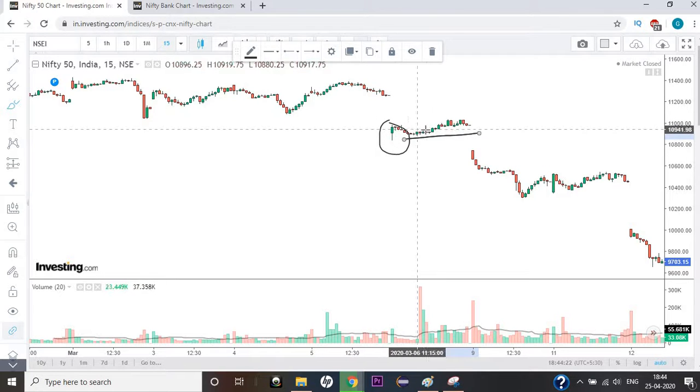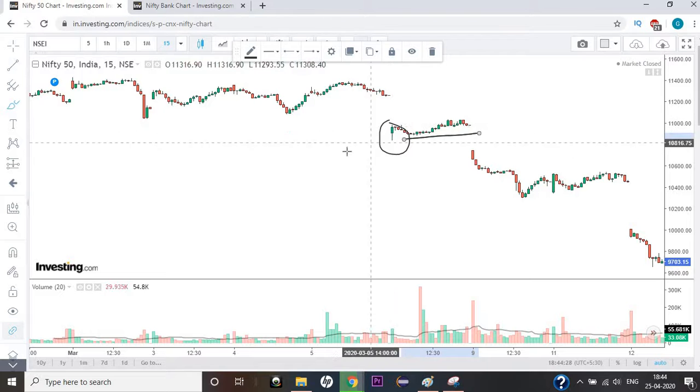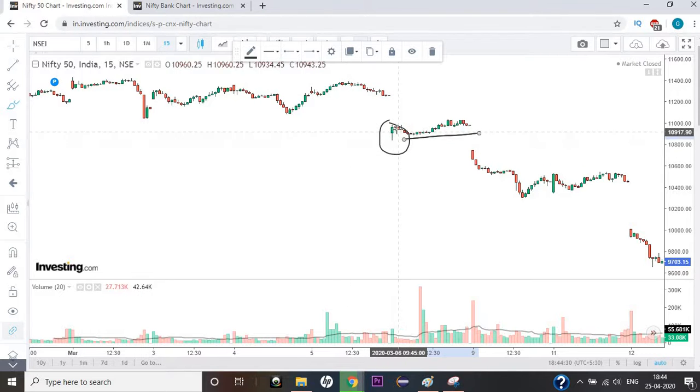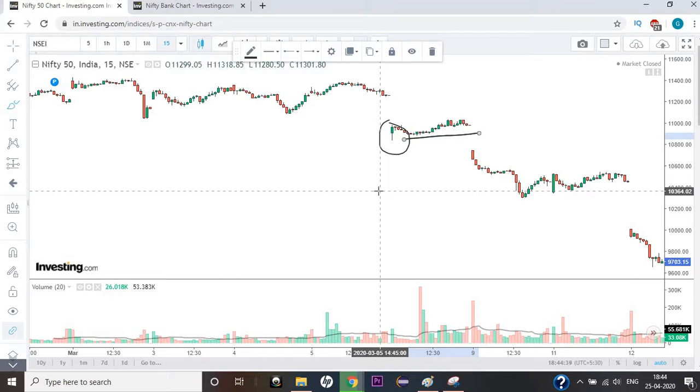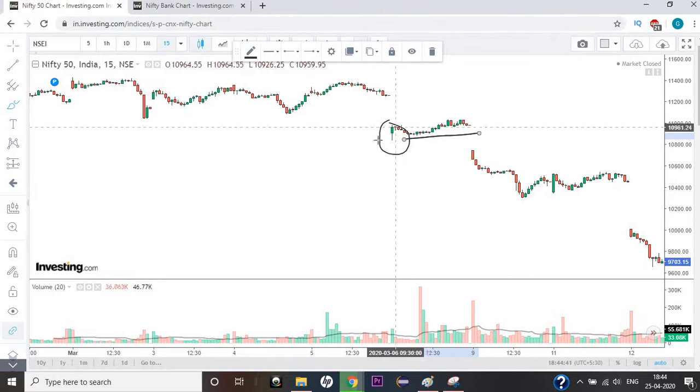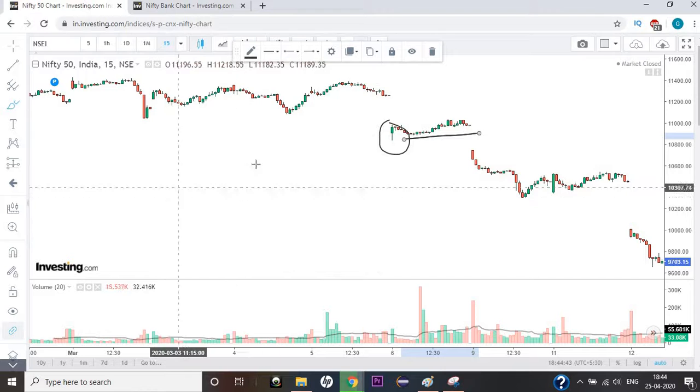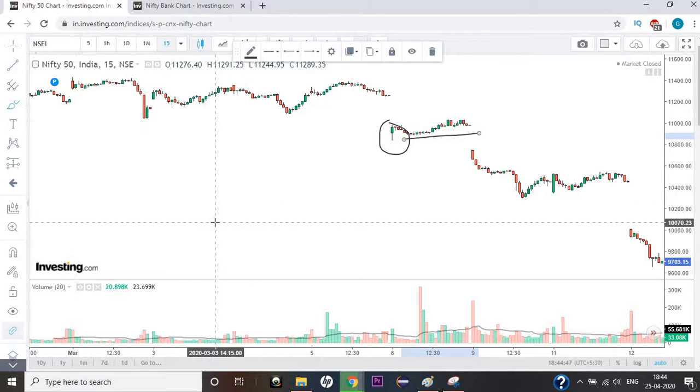The hammer has a clear set of defined rules. You should not have any upper shadow. In this candlestick there is an upper shadow, right? And secondly, your tail, or your lower shadow, should be twice or more than that of the body, right? So this doesn't qualify on both counts, so it's not a hammer, guys. Okay, so I hope you got an idea about it.